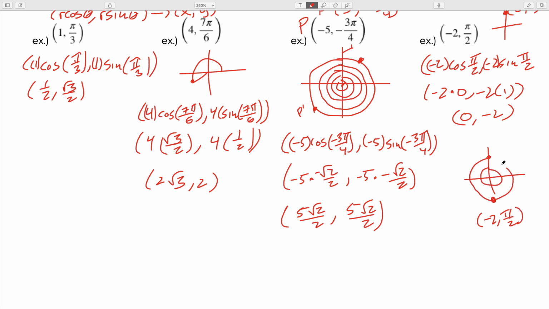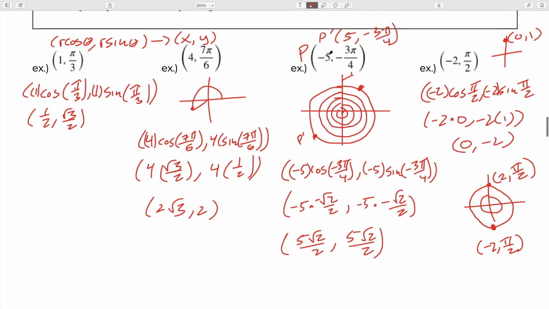not up there. So a lot of people want to say this is the point 2 comma pi halves. So the negative just reflects it, okay? So that's the important thing to understand. This is P prime, that is P. So that's going to be P, that's P prime. Just very important to know that distinction.